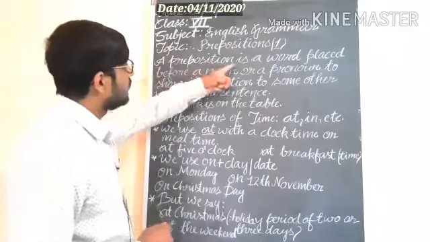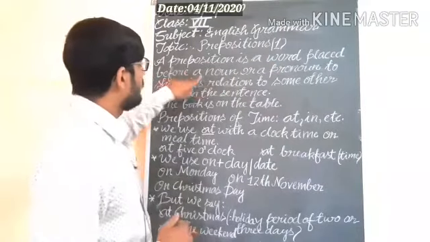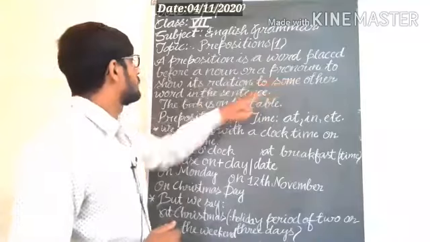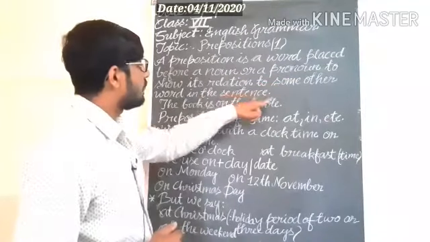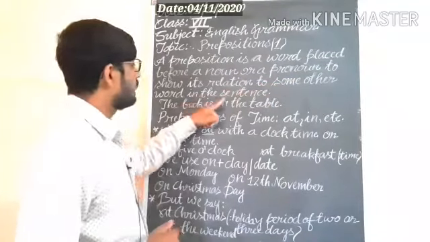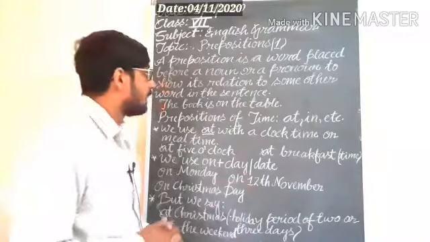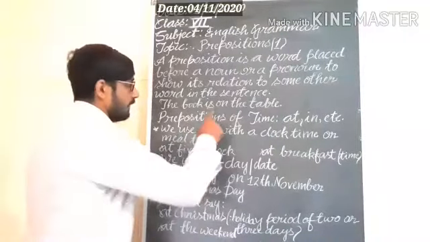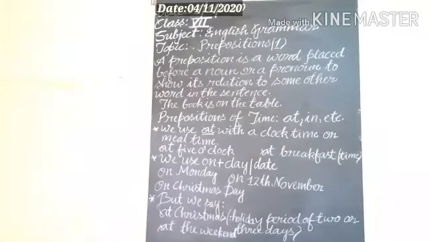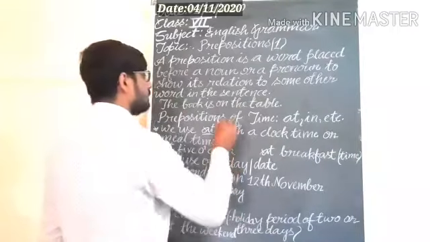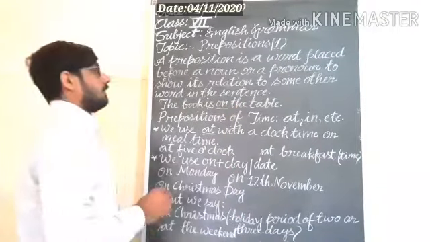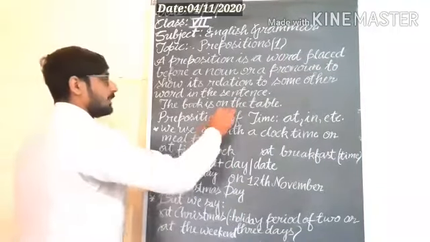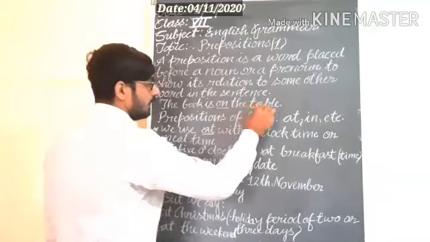A preposition is a word placed before a noun or a pronoun to show its relation to some other word in the sentence. Look at the example. The book is on the table. We are getting the word on here, a preposition that shows relation. The preposition on shows the relation with the noun, the table.